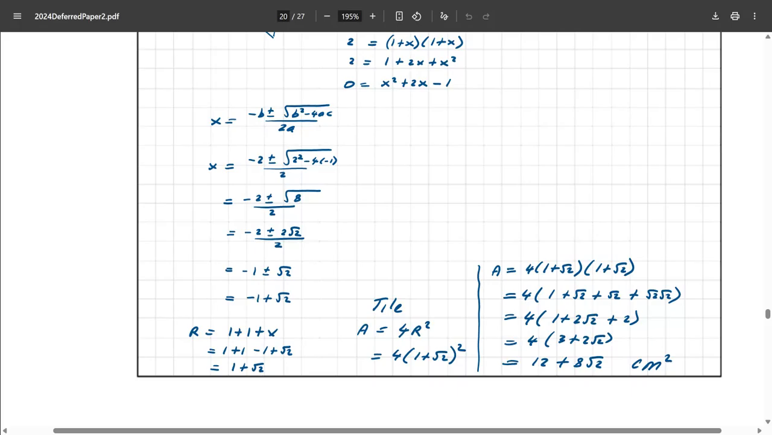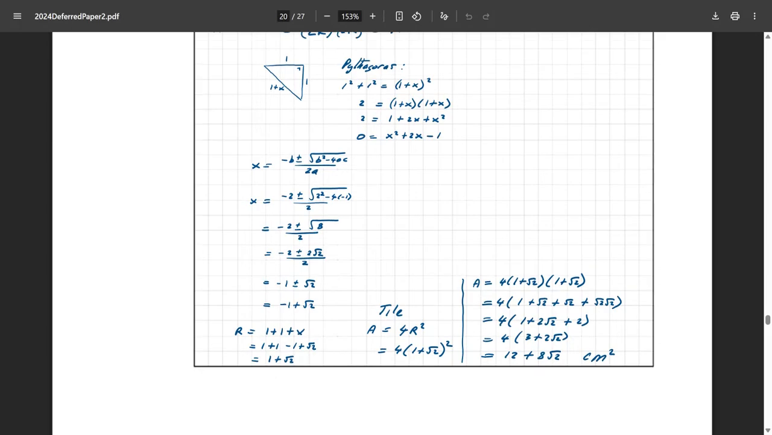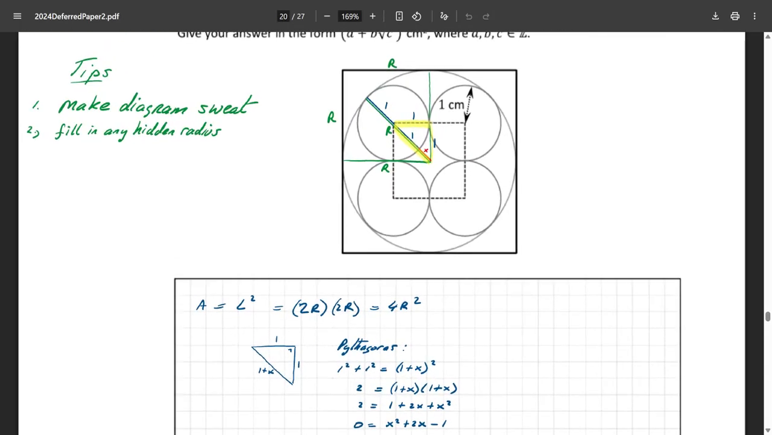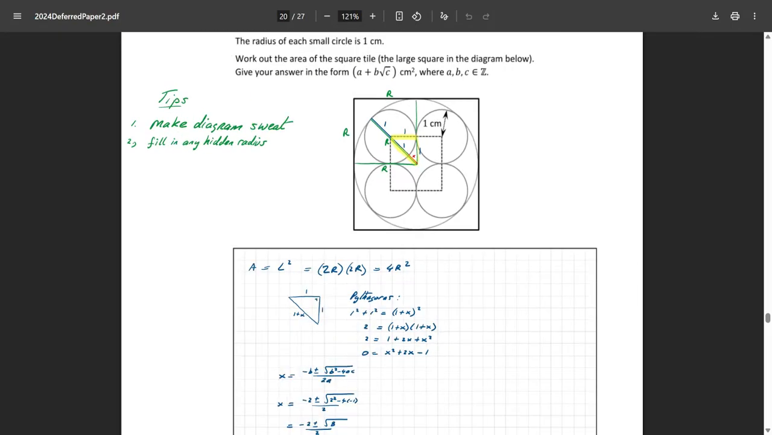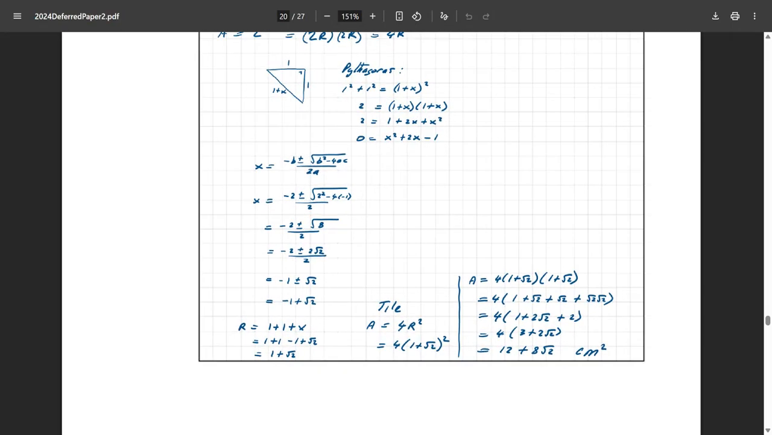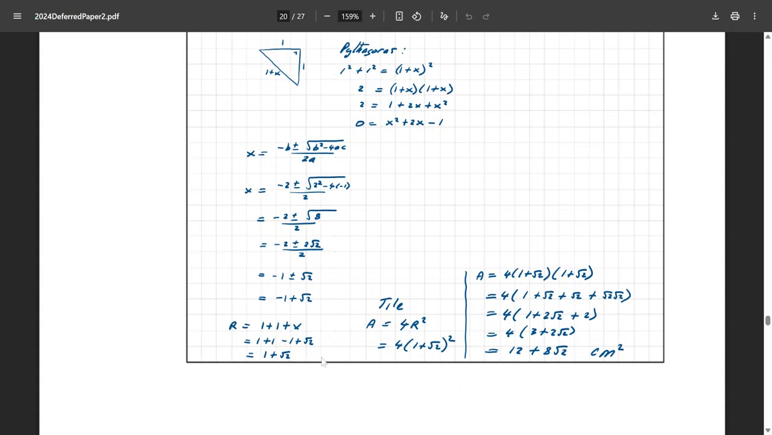And finally then the tile itself, the area of the tile is just a square, so it's basically, as I did up here at the start, area is L squared. If you take the sides, L by L, L squared. And the length is 2R, R plus R by symmetry. So the length is 2R, so 2R by 2R, which is 4R squared. So we have r here, so it's 4 into that squared.